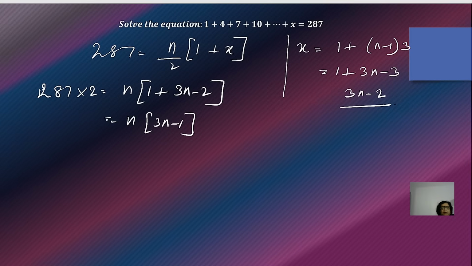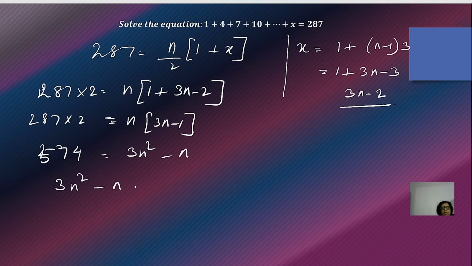So if we open up the bracket, 287 into 2 is equal to this. 287 into 2 will give us 574. 574 is equal to 3n squared minus n. And we can frame a quadratic, 3n squared minus n minus 574 is equal to 0. Now we need to find the factors of 574 into 3 so that the middle term is minus n.